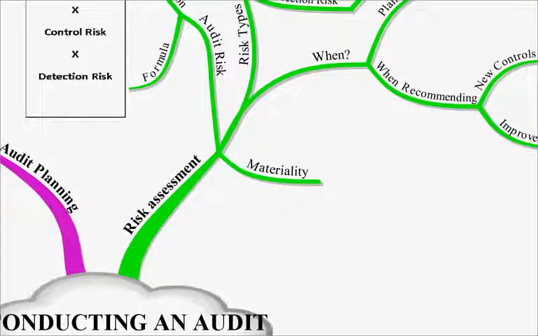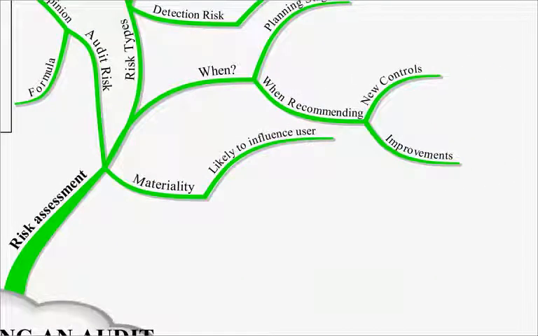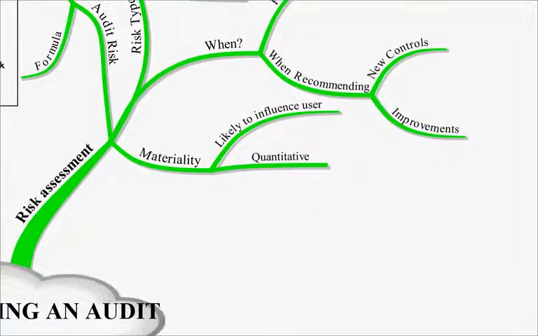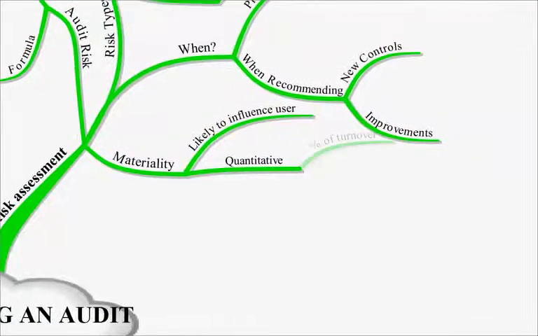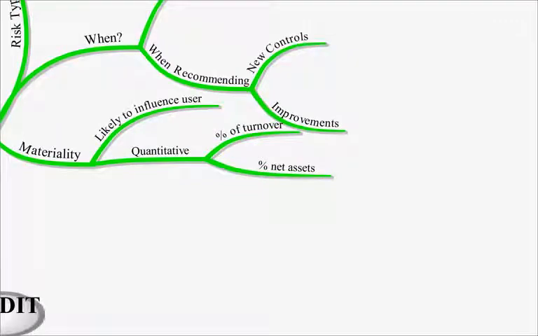Materiality then. How do we decide what is material? Well, if it's likely to influence the user of the financial statements, an item is said to be material. On a quantitative side of things, it may be a percentage of your turnover or a percentage of your net assets if you wanted to quantify materiality.